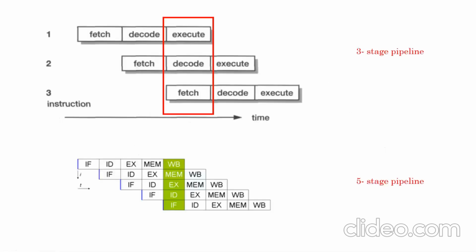So here, when the first instruction is fetched and moving into the decode stage, the second instruction will be fetched. When the second instruction is going into the decode stage, the third instruction will be fetched. When the third instruction is going into the decode stage, the fourth instruction will be fetched. When the fourth instruction is going into the decode stage, the fifth instruction will be fetched. So at one instant, 5 different instructions will be in 5 different stages: fifth instruction in fetch, fourth instruction in decode, third instruction in execute, second instruction in memory, first instruction in write back. This is called your 5-stage pipeline.